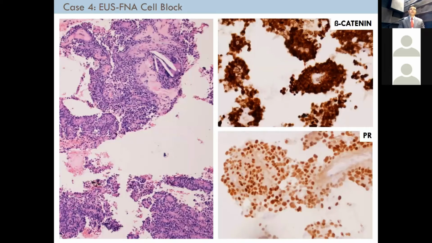The cell block showed characteristic features. As you can see, it has a pseudopapillary appearance, and these papillary cores have hyalinized vascular cores. The diagnosis was achieved by demonstration of both nuclear and cytoplasmic positivity of these tumor cells with beta-catenin, and they were also positive for progesterone receptor. So we call this a solid pseudopapillary neoplasm.